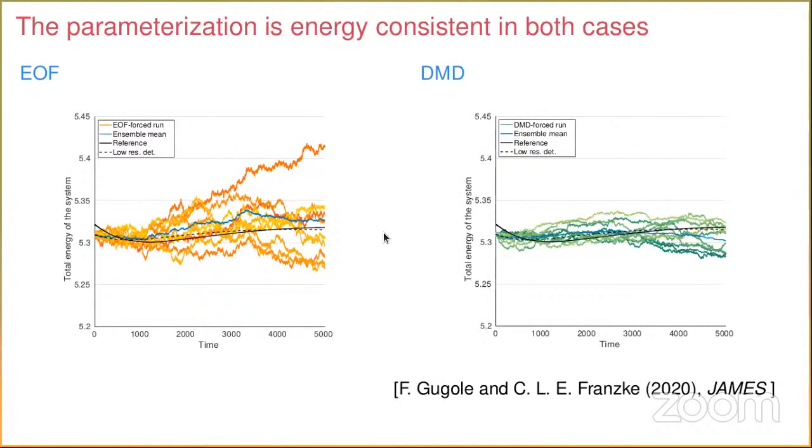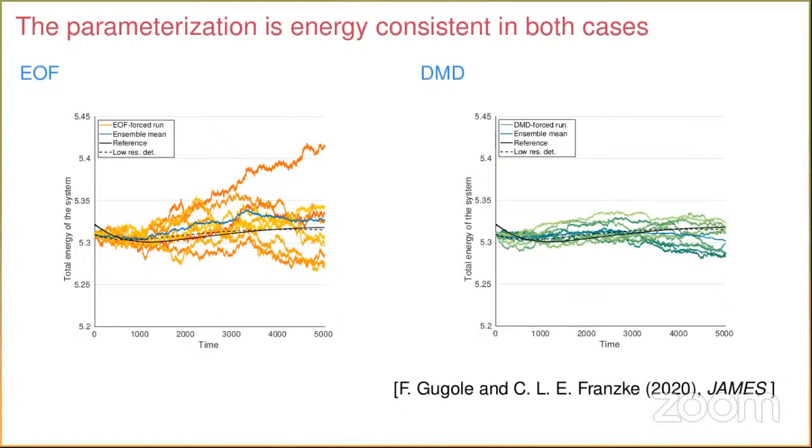Okay, again, let's look at the energy conservation. The black continuous line is the reference solution. The black dash is the low resolution deterministic simulation. The blue continuous line is the ensemble mean, and the other colored lines are the different realizations of the ensemble. To cut it short, we could say that in both cases, the system is energy conserving. The energy anomalies are less than 2% over a quite long integration time. So according to the application, it might be negligible.